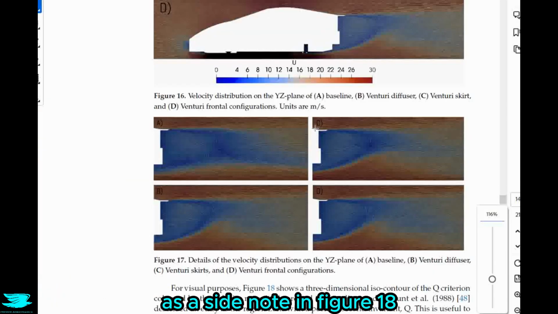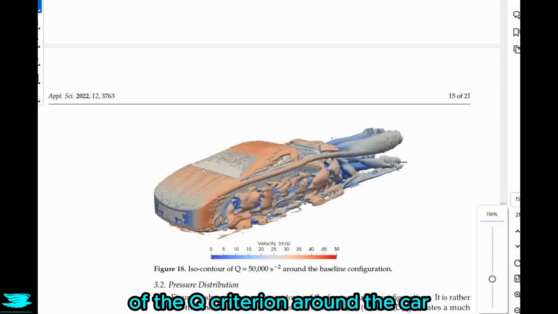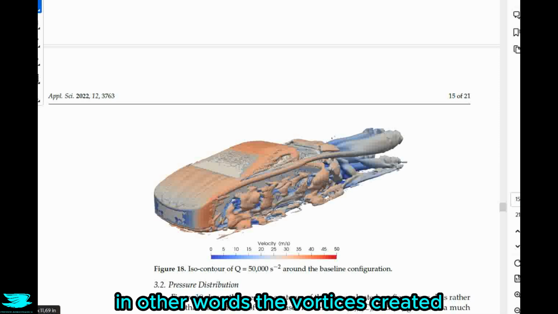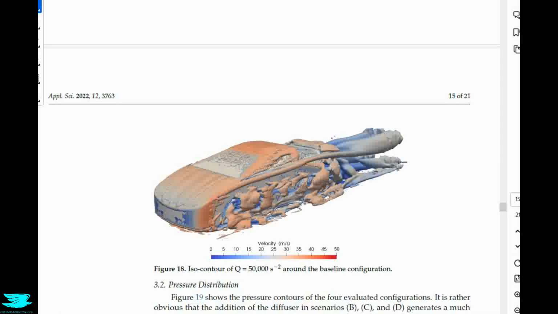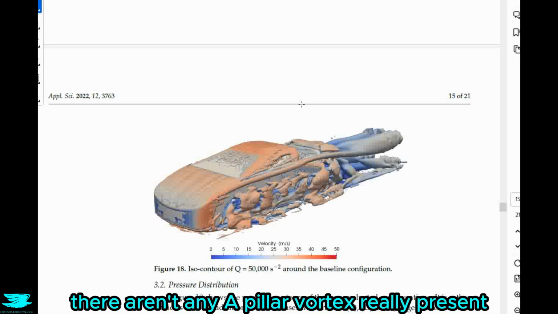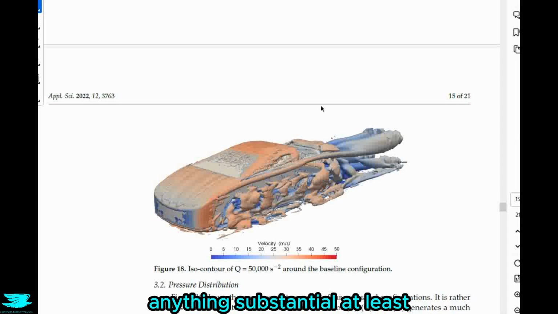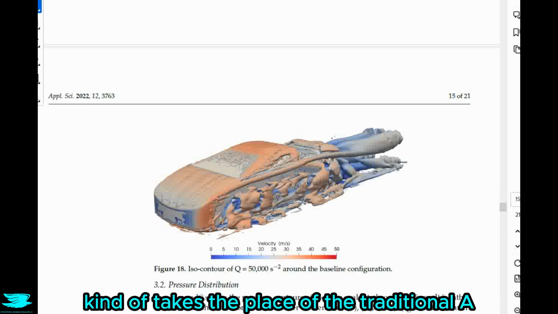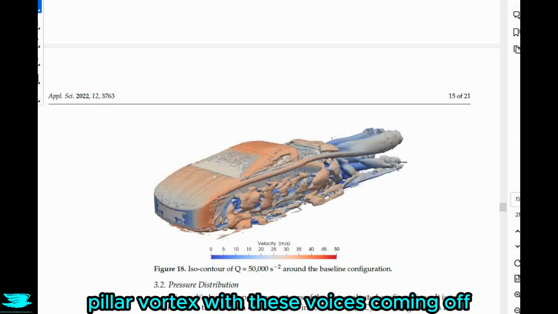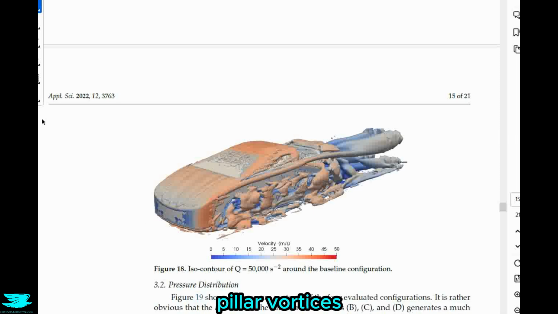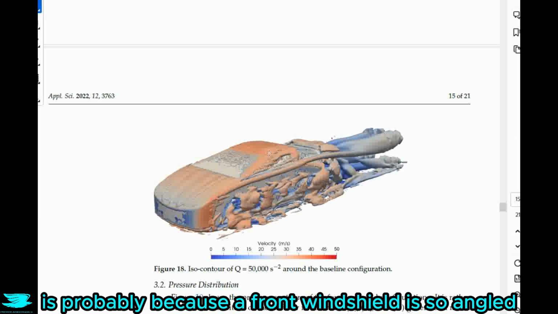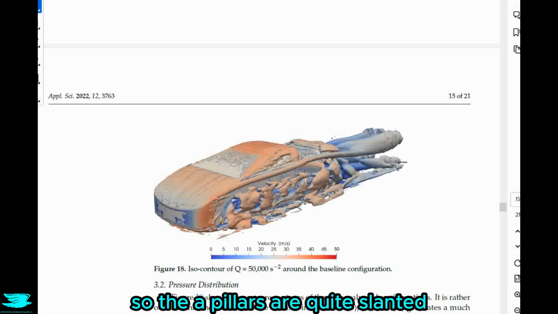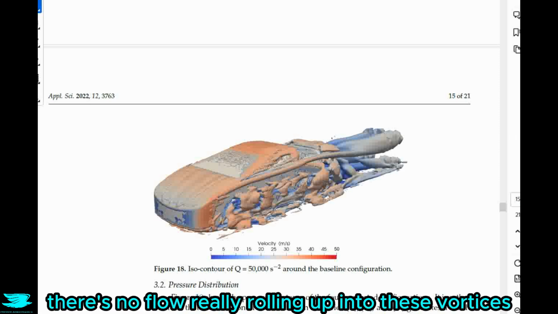As a side note, in figure 18, we see the isosurfaces of the Q criterion around the car. In other words, the vortices created. Now, interestingly, there aren't any A-pillar vortices really present, anything substantial at least. It seems like the edge of the hood kind of takes the place of the traditional A-pillar vortex, with these vortices coming off. And the lack of A-pillar vortices is probably because the front windshield is so angled, so the A-pillars are quite slanted. As such, there's no flow really rolling up into these vortices.